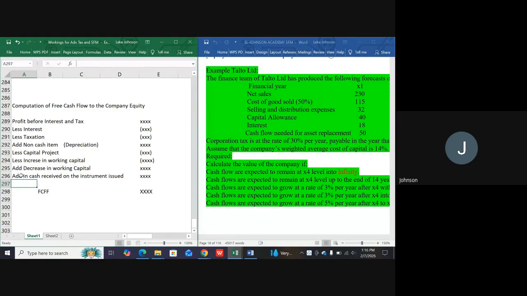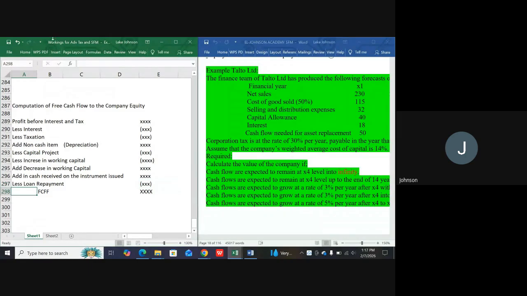So the cash received when you issue that, maybe you are trying to raise a loan note. How much cash were you able to generate when you raise that loan note? You put it here. Then the next thing is you also less the loan repayment. So the loan repayment, you put it there.